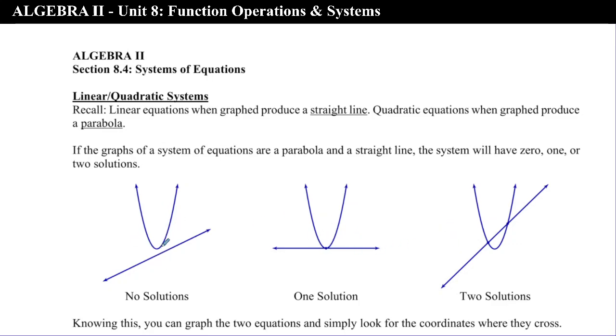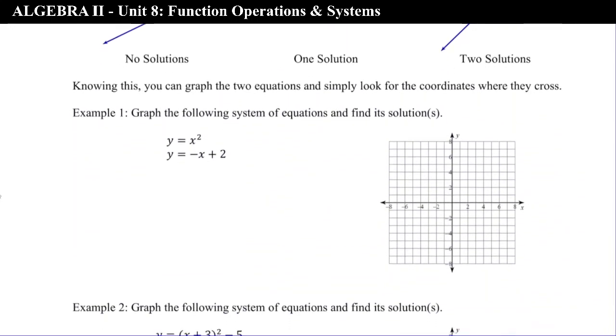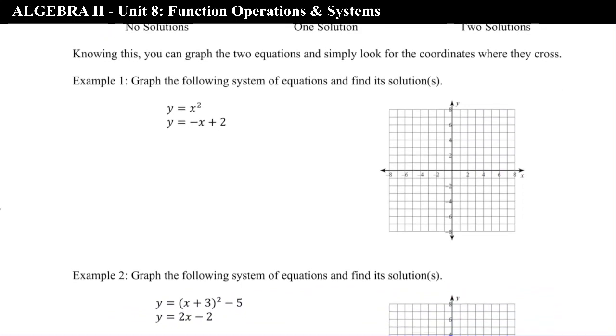You would have no solutions if they don't meet at all. One solution if you have, say, a constant meeting the vertex, or you could have some linear function that just meets what we call the tangent to the parabola, or you could have two solutions where the line just goes right through the parabola and you end up crossing the parabola in two spots. Knowing this, you can graph two equations and simply look for the coordinates where they cross.